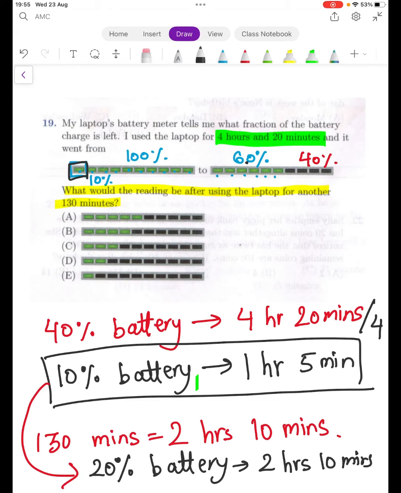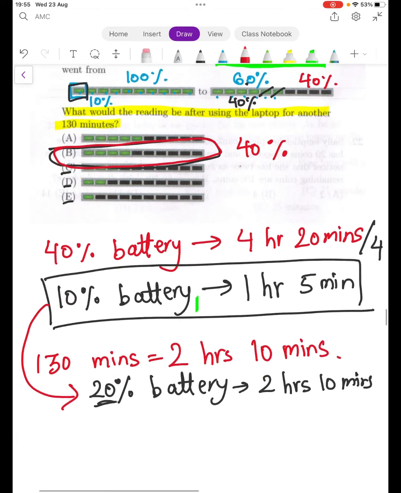So it was already at 60% and it drains 20% more battery. So that means these two will be gone, and we will be left with 40%. Now let's see where it is showing 40%. Not here, not here, not here. Our answer B is the correct answer. B is our answer, which shows 40%. 40% battery is remaining.